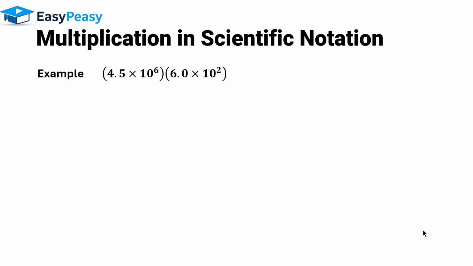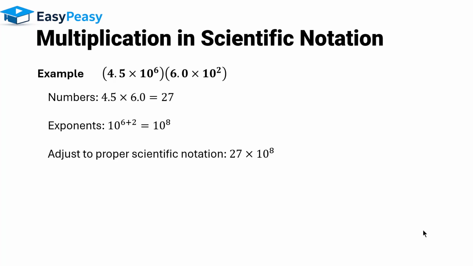Next, let's take another example. This time, try to solve it by yourself and then I will solve it. Okay, now let's do it. First, we need to multiply the coefficients. 4.5 times 6 is 27. And then we add the exponents, so 6 plus 2 is 8. Now let's put them together. That will become 27 times 10 raised to power 8.